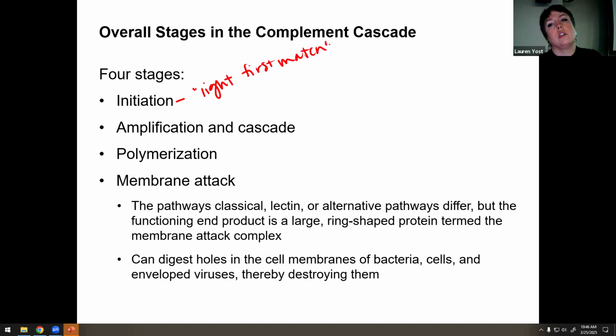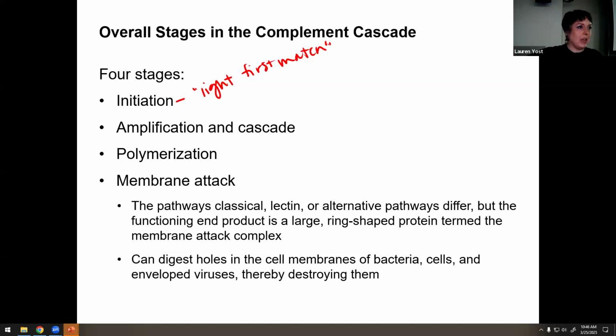So we have, through either our classical pathway, our lectin pathway or alternative pathway, either seen antibody, or seen a sugar on a microbe surface through lectin binding to it, or recognized something like LPS. That's happened. We've lit our first match. That's the initiation step.